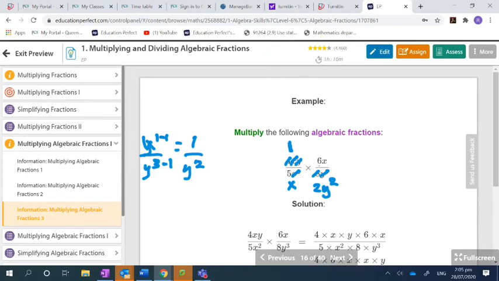Now, moving to the next factor. What's the next factor in the numerator? 6. Is there a 6 or anything that'll divide with 6 in the bottom?